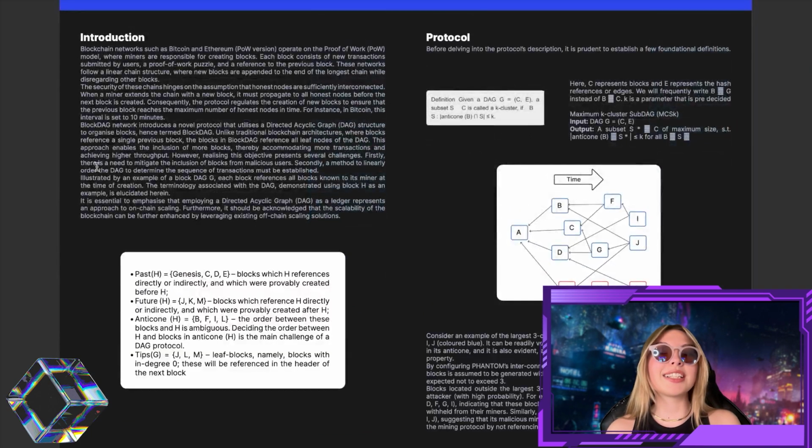So moving on, we have a little bit more of an introduction explaining what really goes on over here and what we're going to be seeing. Bitcoin and Ethereum, a little bit about them, and that model where miners are responsible for creating blocks, with each block having to consist of new transactions submitted by users, a proof of work puzzle, and a reference to the previous block. The networks follow a linear chain structure where new blocks are appended to the end of the longest chain while disregarding other blocks. It goes on to explain more about that. Down below you have a few pictures explaining visually what goes on, following the text that explains the protocol and more about it.